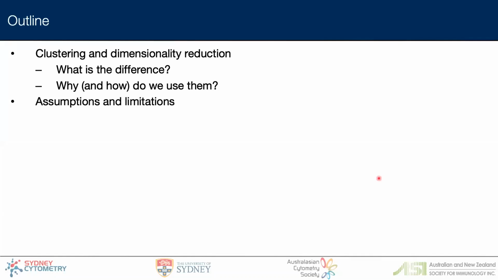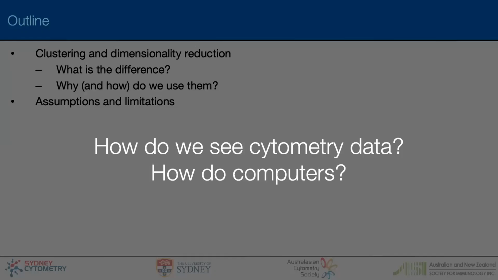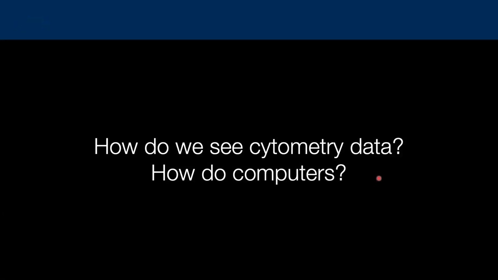For today, I mainly want to focus on the theoretical side of these things: what the difference is between both of these, why and how we use them, and then going into some of the assumptions and limitations for them. When we consider this, it's important to appreciate that how we as humans see cytometry data is different to how computers see it. I think this is the crux of the issue for a lot of us, where computational algorithms may give us different results to what we ourselves would find when we do this manually.